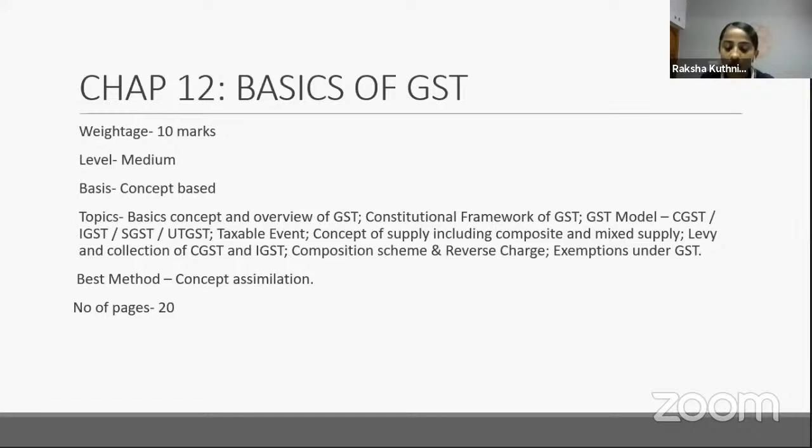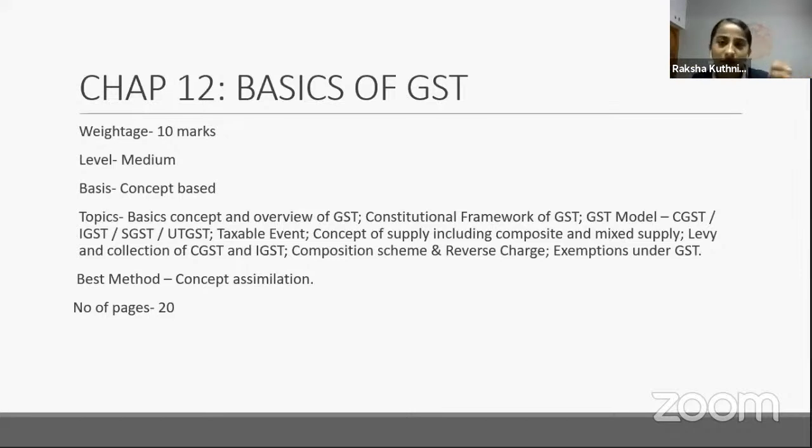Okay, and how should you go about in this chapter? It is all about concept assimilation. Okay, because this chapter is mainly about concept. There's nothing much of memory game here. Most stuff are concept based. Okay, this is about chapter 12.